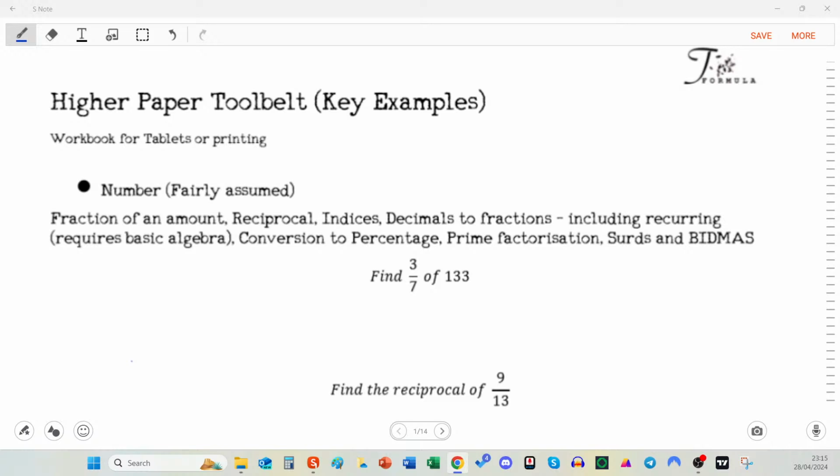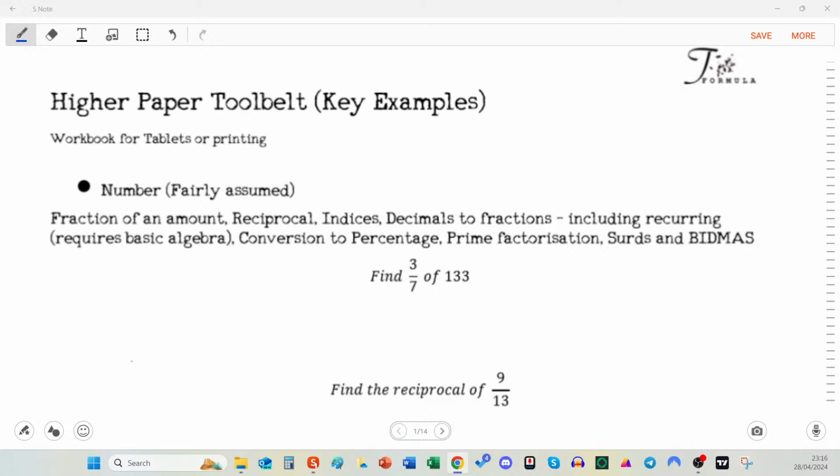We're going over the Higher Paper Talk Belt, a set of questions that I created. I would say they were key questions for the higher GCSE paper. And if you had a go previously, you're probably here to check out the answers. But if you're here in the chat, you can ask any questions you wish. Let's get started.